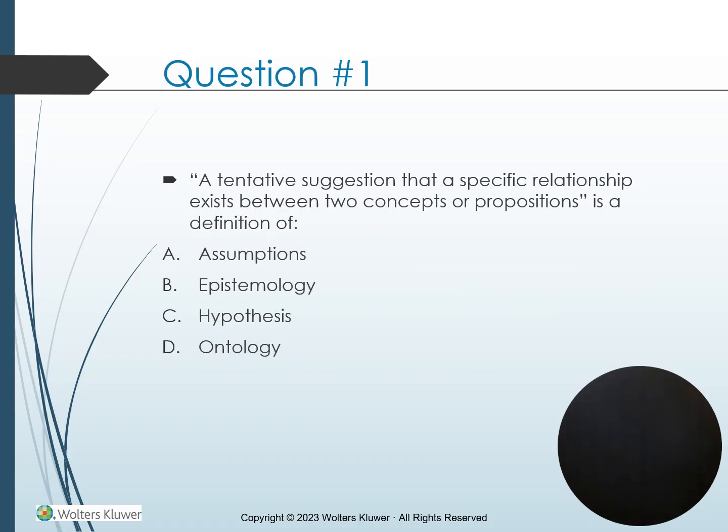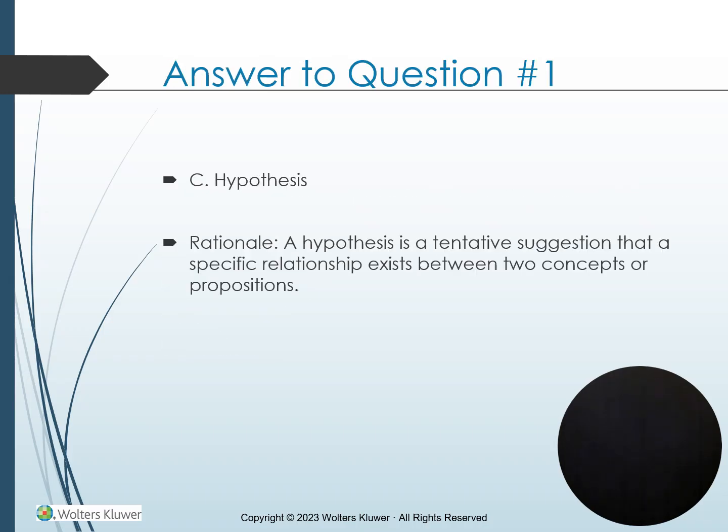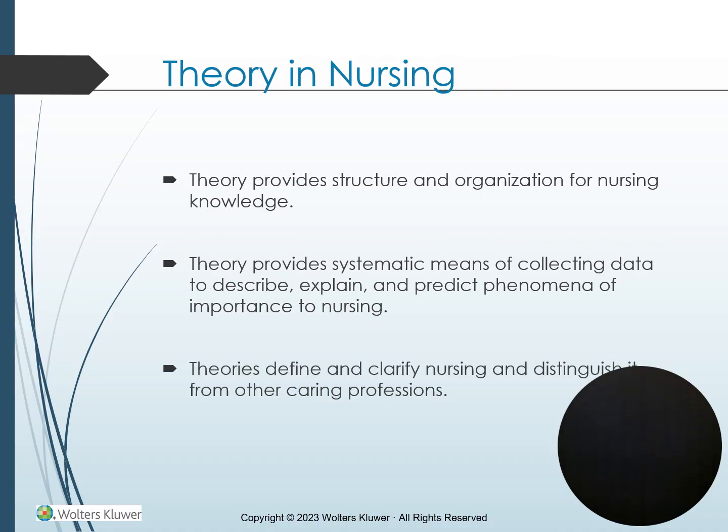So let's test your knowledge a little bit. A tentative suggestion that a specific relationship exists between two concepts or propositions is a definition of what? Is it an assumption? Is it an epistemology? Is it a hypothesis? Or is it ontology? Correct. It's a hypothesis. A hypothesis is a tentative suggestion that a specific relationship exists between two concepts or propositions.